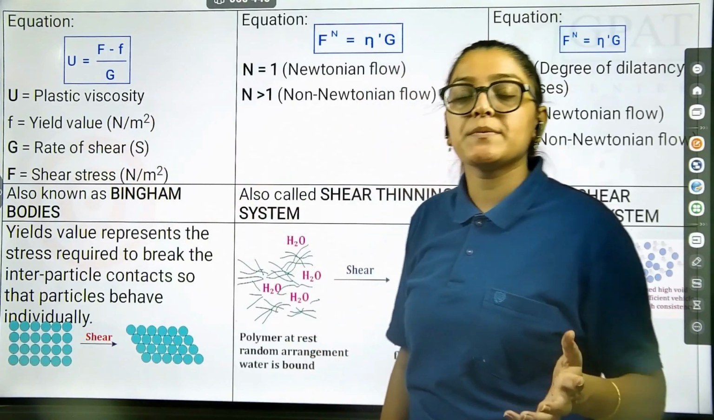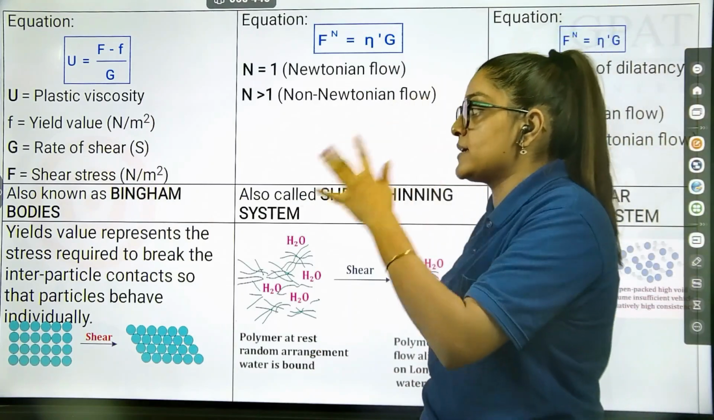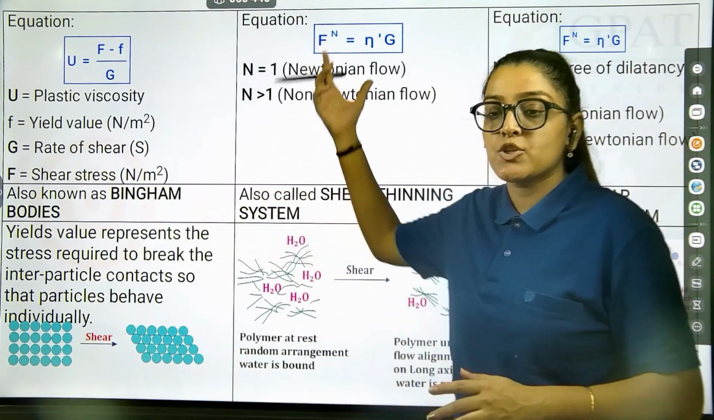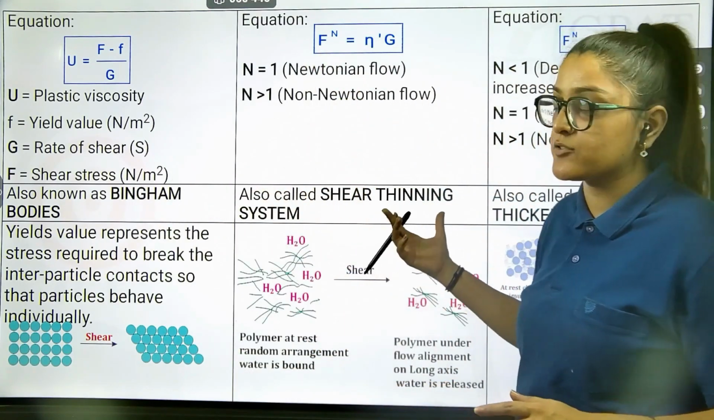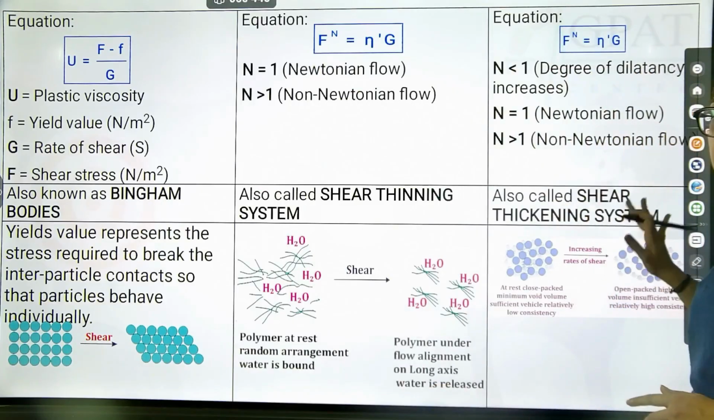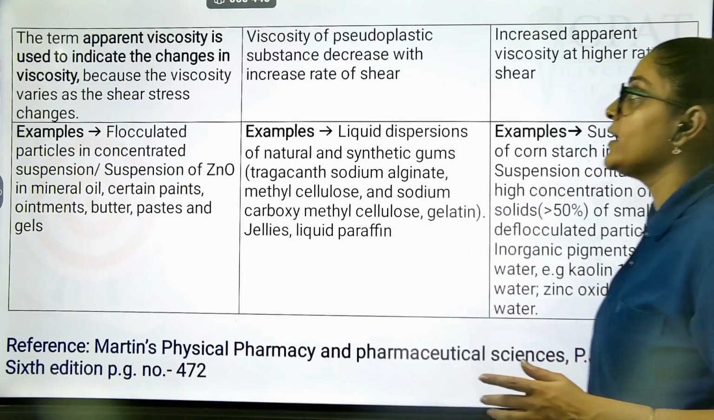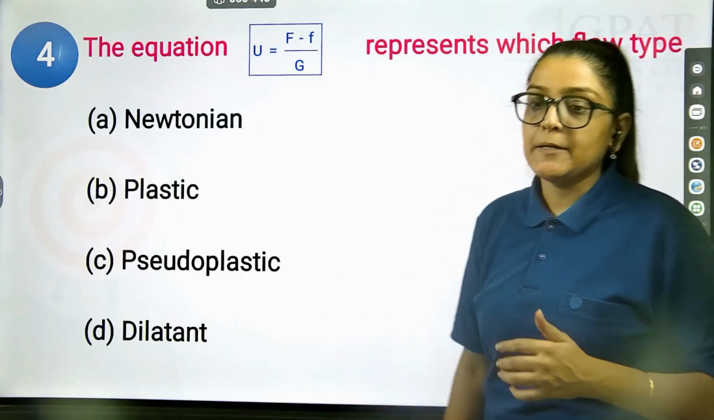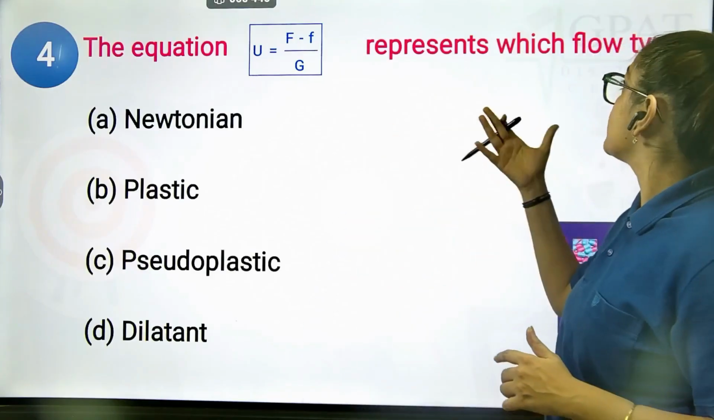So this relationship is valid for none other than our plastic system, which are Bingham bodies. Shear thinning are pseudoplastic, and shear thickening are dilatant systems. Okay. I hope that is clear. Next. So this equation represents which type of flow?